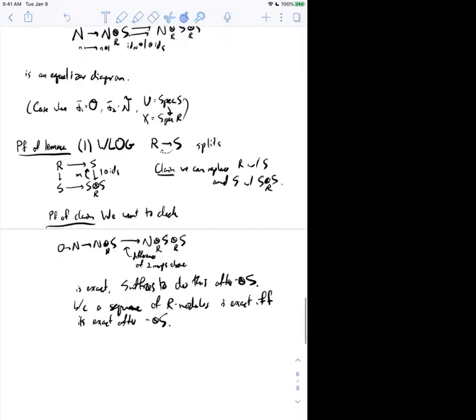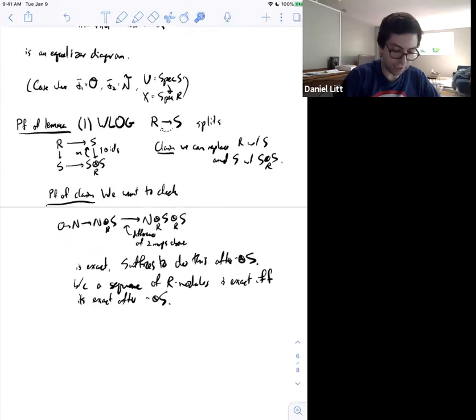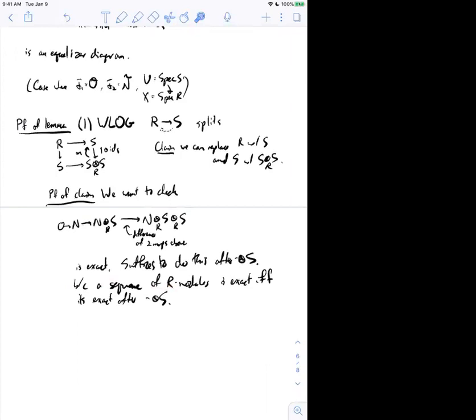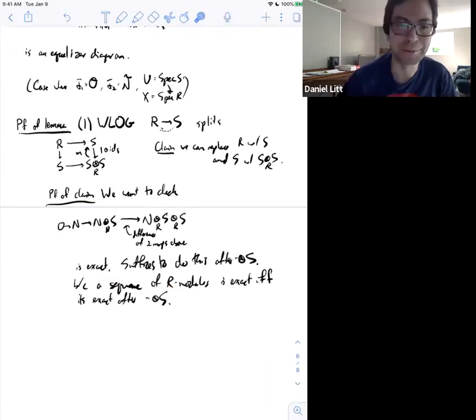Okay. So the claim was that it's enough to check this after tensoring with S. Can anyone tell me why that is? Why does tensoring with a faithfully flat ring reflect exactness? Isn't that just a property of tensoring with faithfully flat things? Yeah, so I'm asking what the proof of that property is. Can anyone tell me?